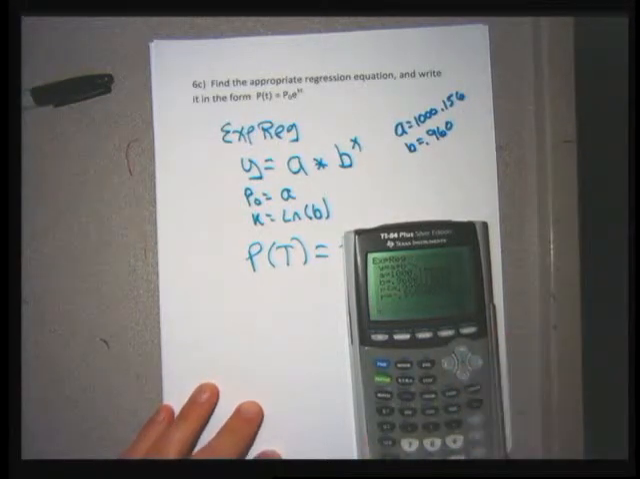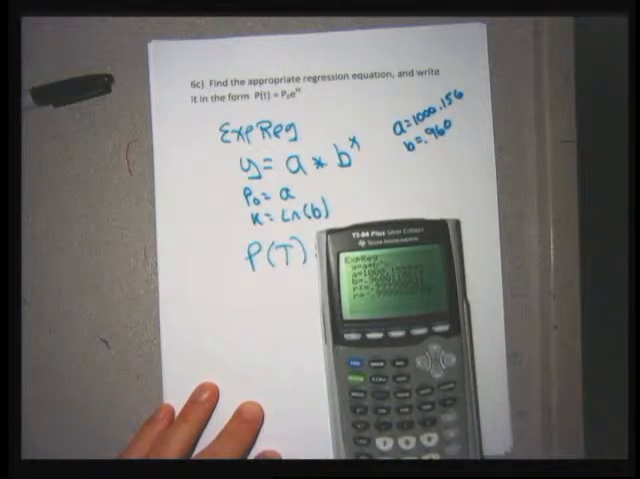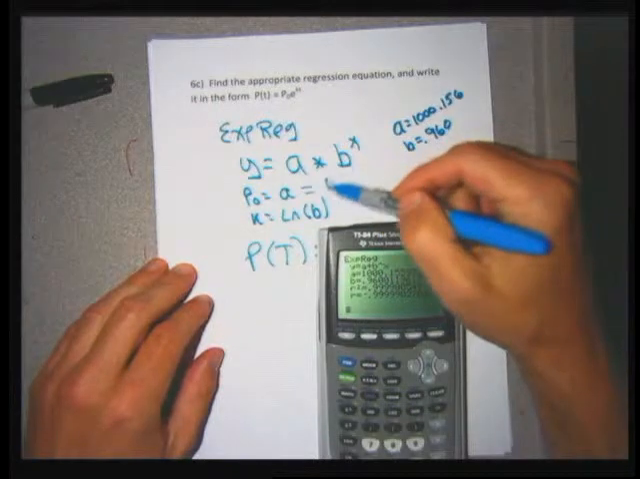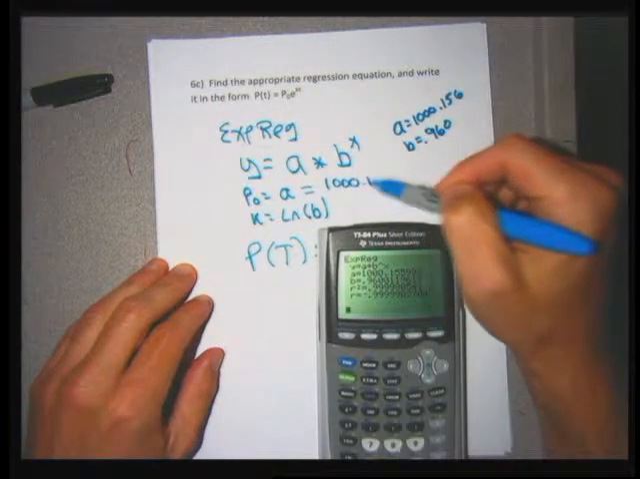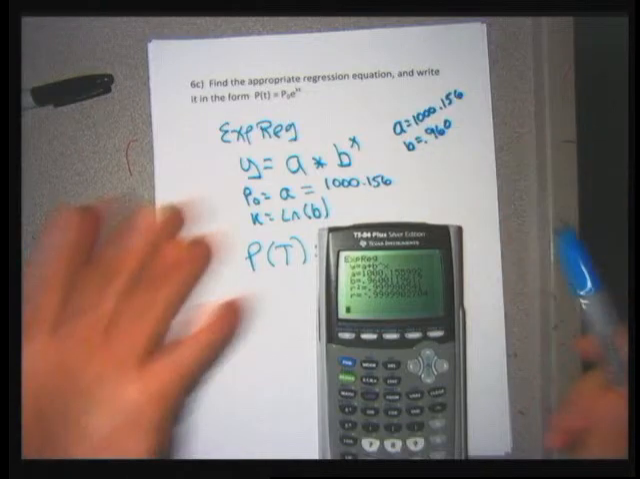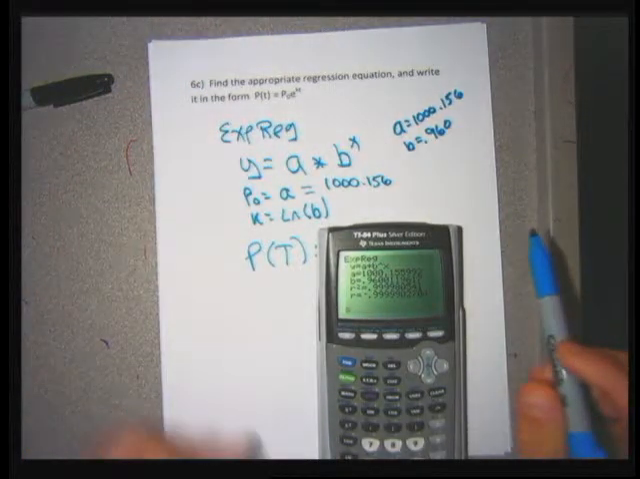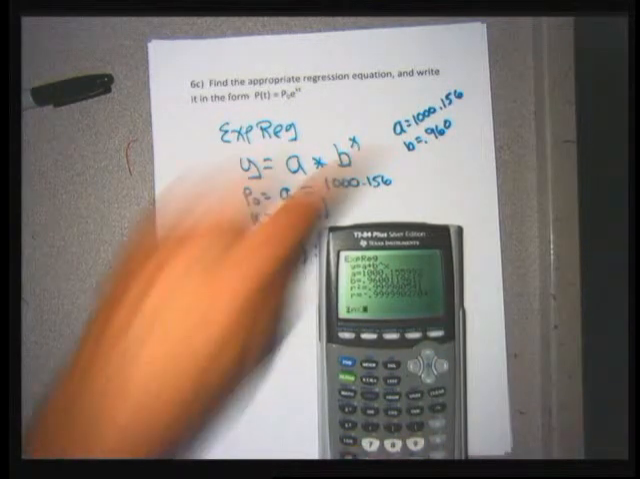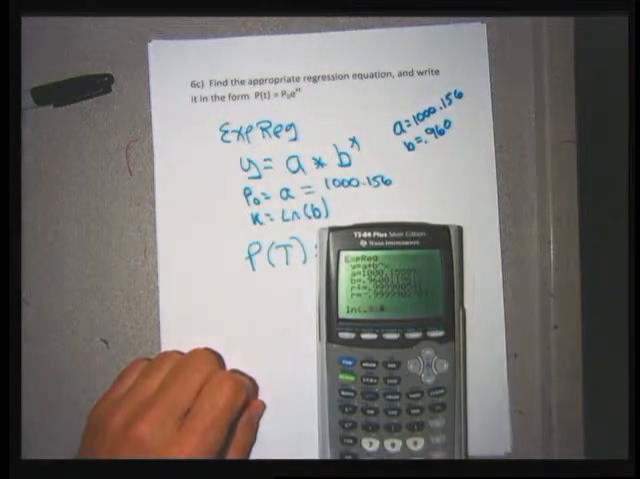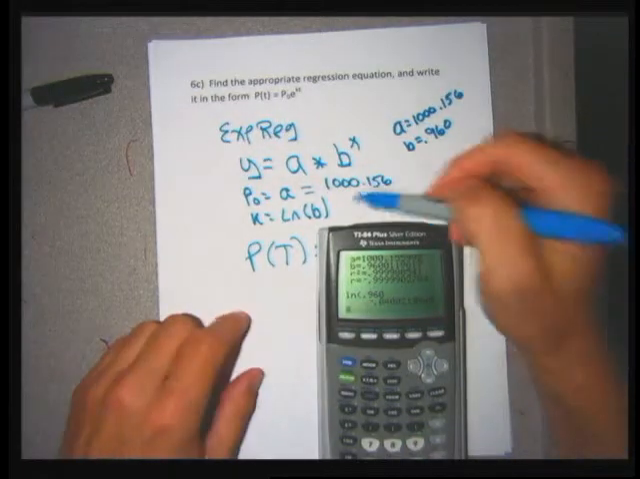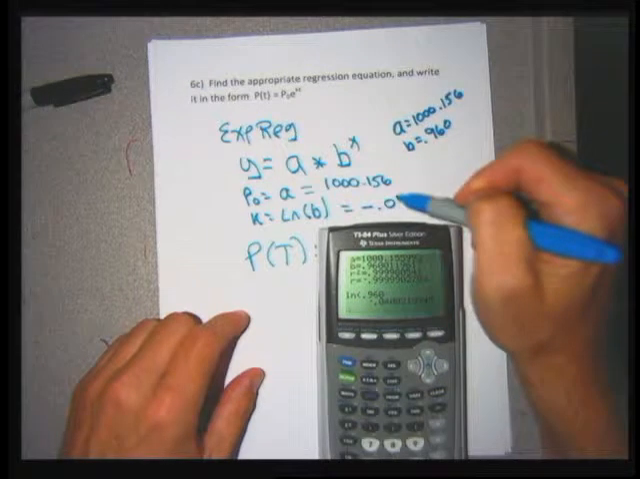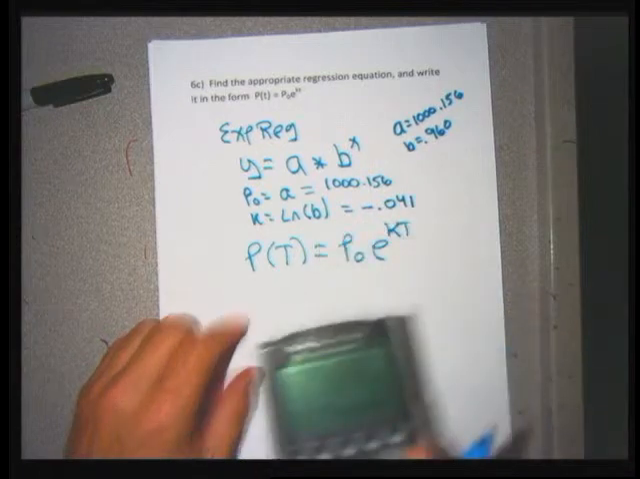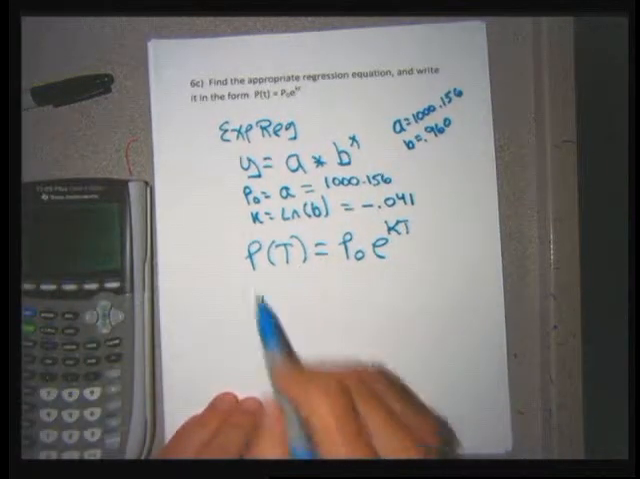When I go to write my equation, for the P sub 0, for the initial quantity, I'm going to put 1,000.156. We know there was only 1,000 grams. This is slightly over 1,000 grams, but it's okay. And then for the k, I'm going to put the natural log of b. I'm going to do the natural log of 0.960, and I get negative 0.0408, so I'm going to round that to negative 0.041. I'm going to put those two values into the formula, and that's going to be my answer for 6C.